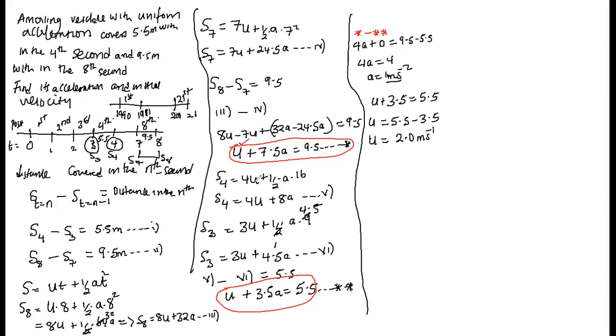U minus U, 0. 7.5 minus 3.5, you get 4A. Lastly, 9.5 minus 5.5, you get 4. So we can have that down, no questions. Yes, thank you, teacher. Anytime.